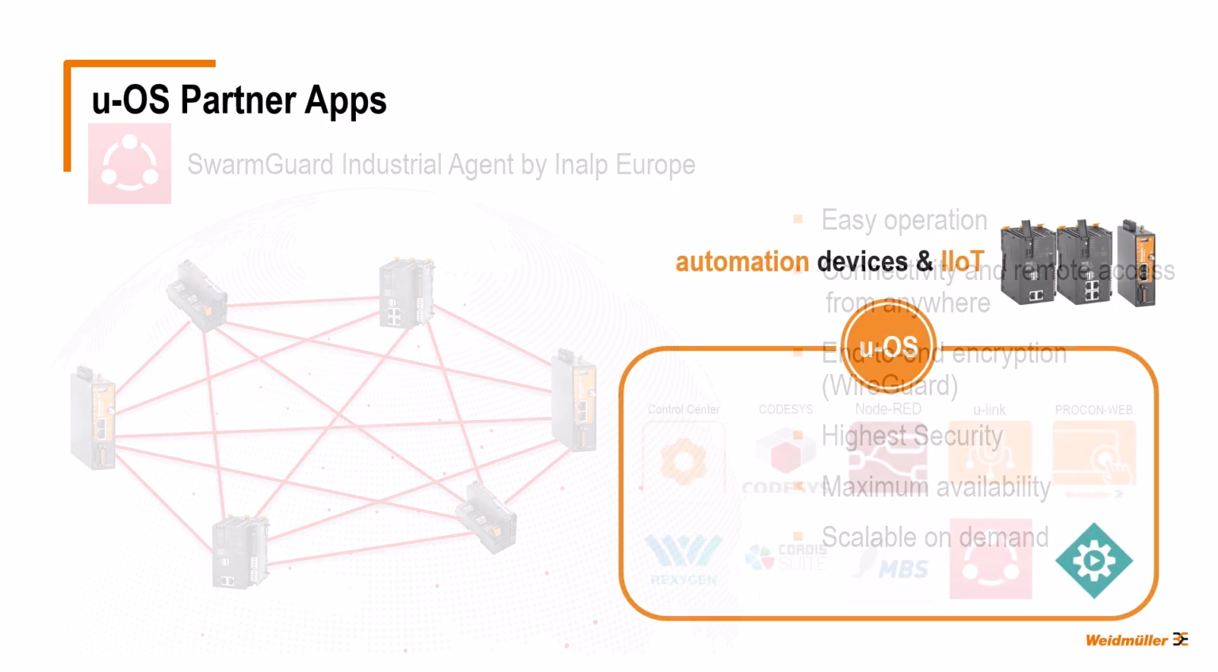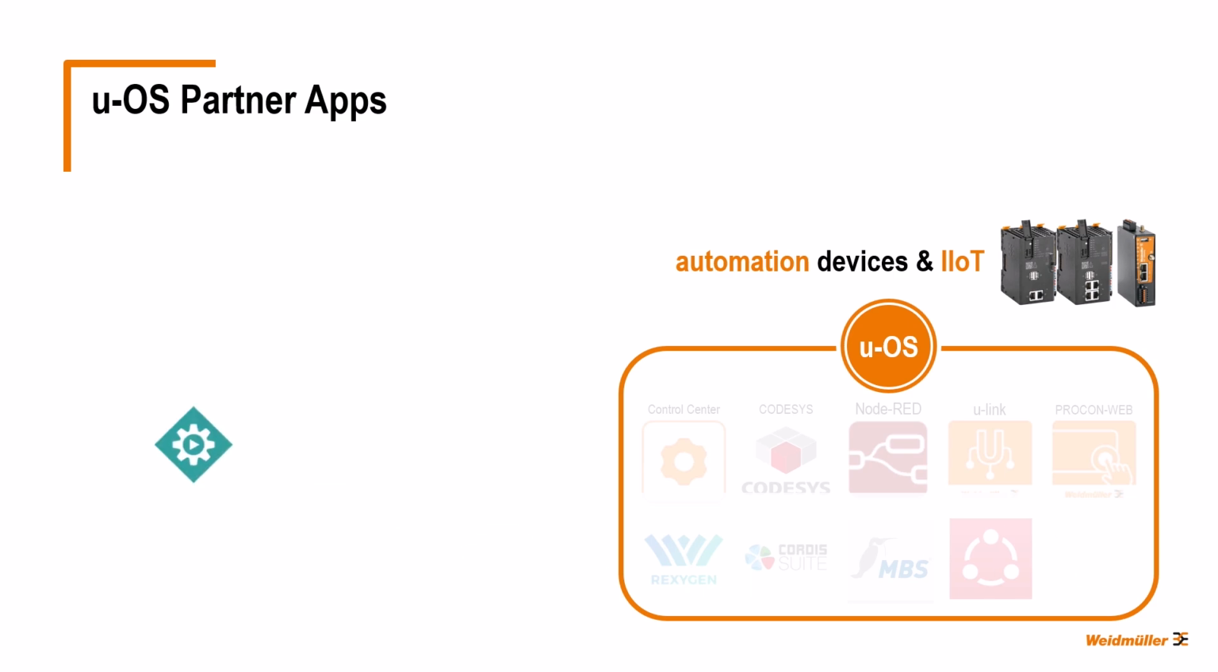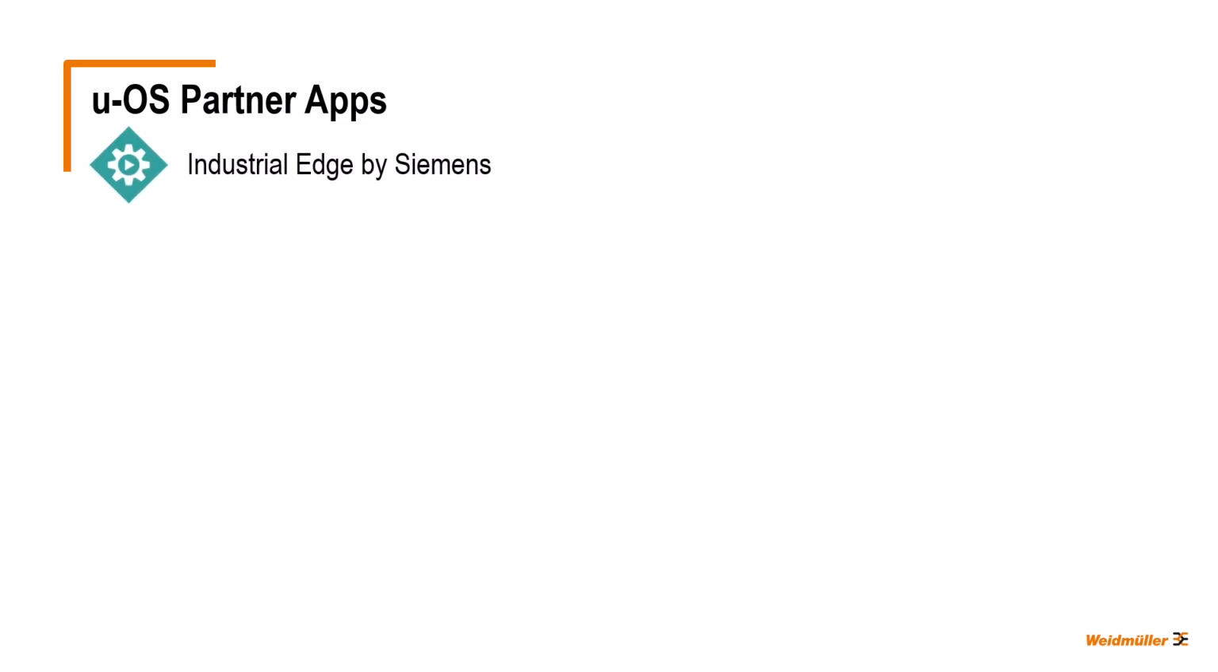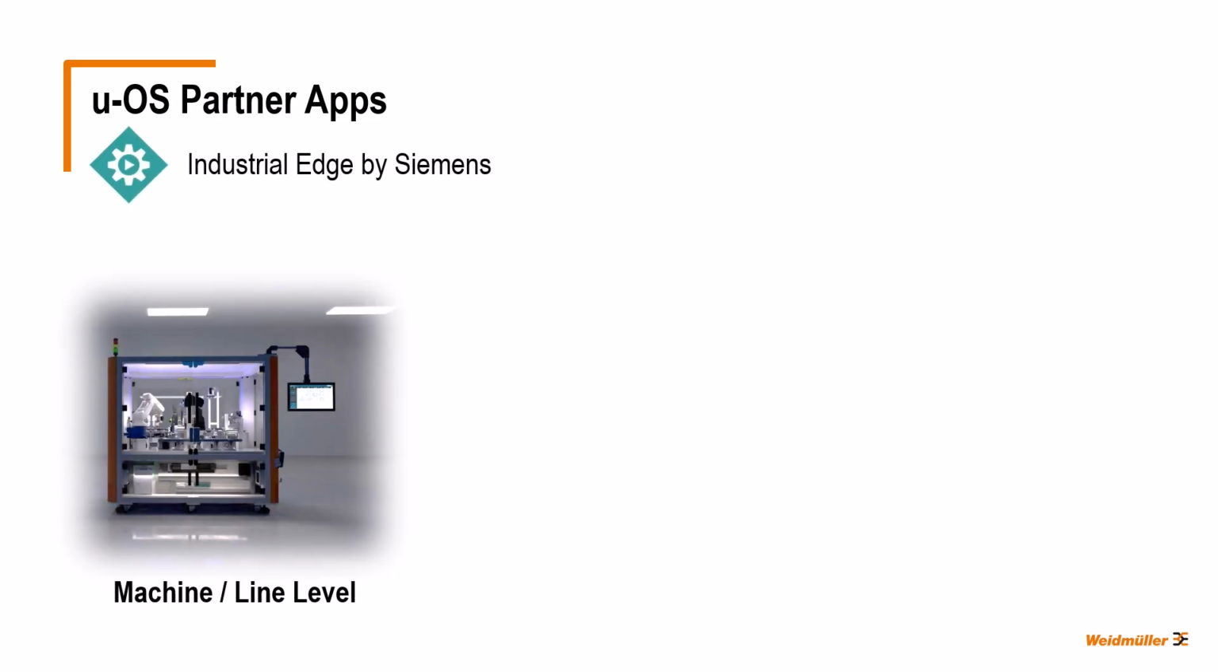Last but not least, I would like to introduce you to the Industrial Edge Runtime app. This app allows you to easily connect, manage, and operate globally distributed edge installations via the Industrial Edge Marketplace by Siemens. Thanks to Industrial Edge, Siemens customers benefit from a large and diverse portfolio of offerings, not only from Siemens, but also from third-party providers such as Weidmüller.